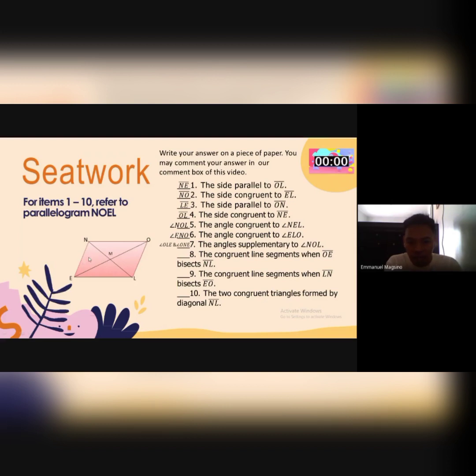Next, 8. The congruent line segments when OE bisects NL. The answer is NM is congruent to ML. Number 9, the congruent line segments when LN bisects EO. So the answer is line segment EM is congruent to MO. And number 10, the two congruent triangles formed by diagonal NL is triangle NOL is congruent to triangle LEN. Okay?